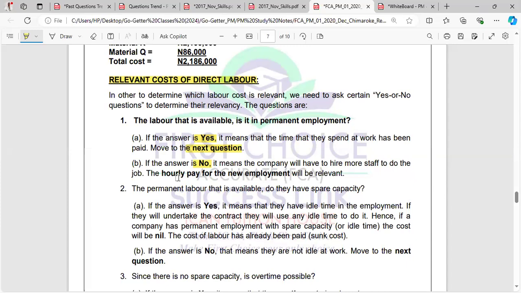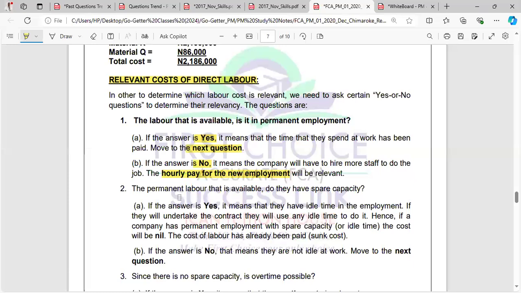So it means that you have to hire them and you have to pay them hourly for the new employment. So that becomes relevant. Now, in the first question, we say if they are in permanent employment, if you already have them on ground, they are permanent, you now move to the next question.